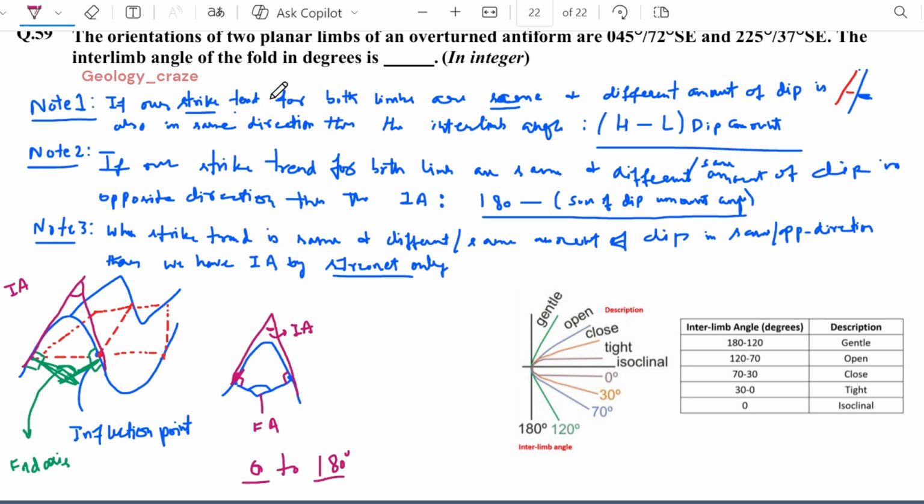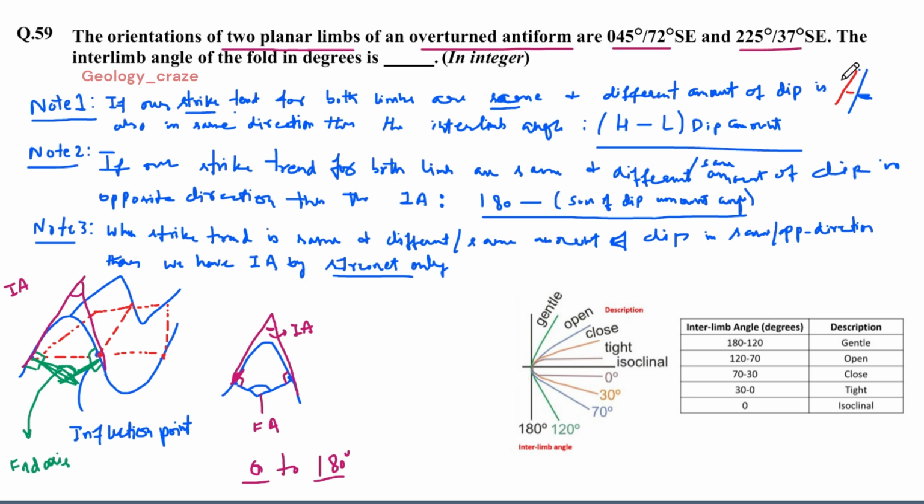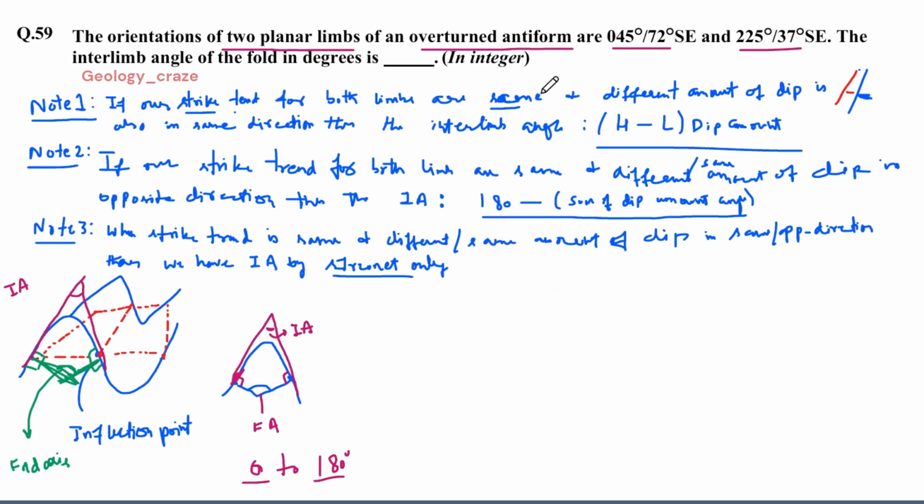So now, the orientation of two planar limbs of an overturned antiform are this and this. The interlimb angle of the fold in degrees is dash. We have to calculate the interlimb angle between these two limbs. First, we have to understand in which case it is falling: node 1, node 2, or node 3. For that we have to know whether our strike trend is the same or not.